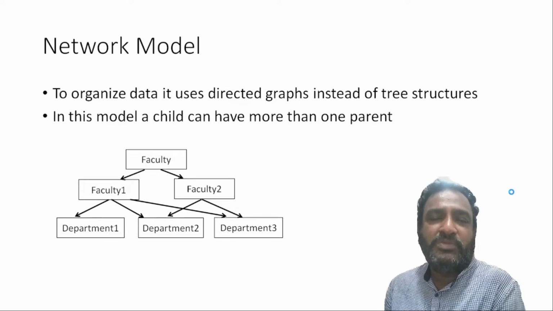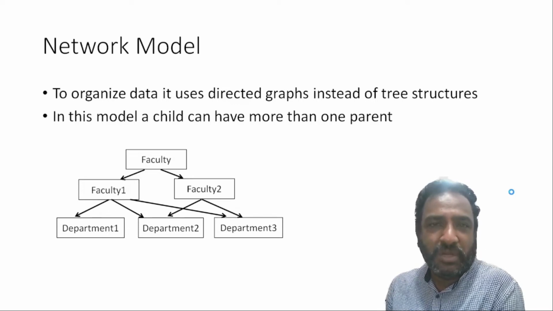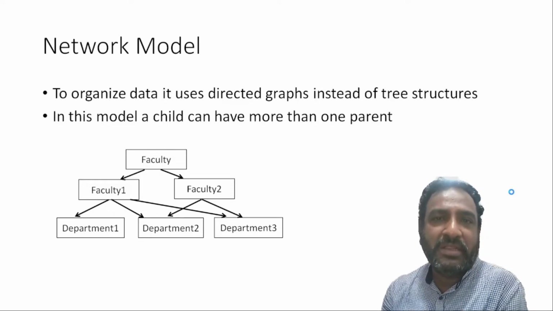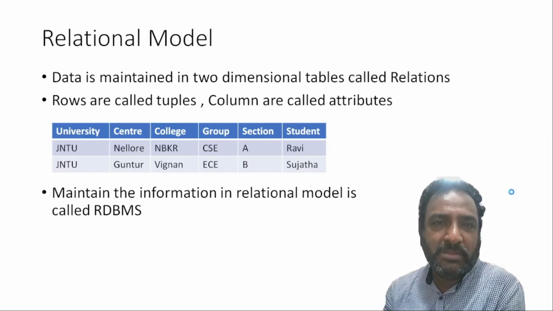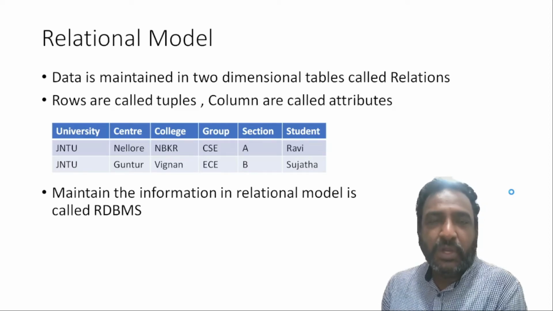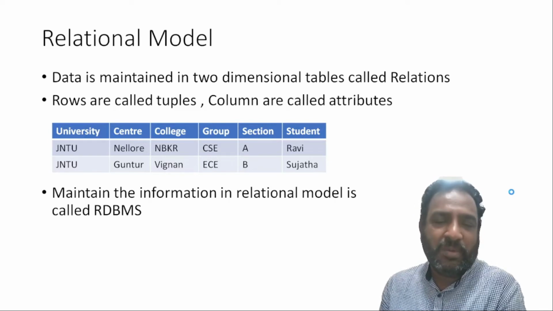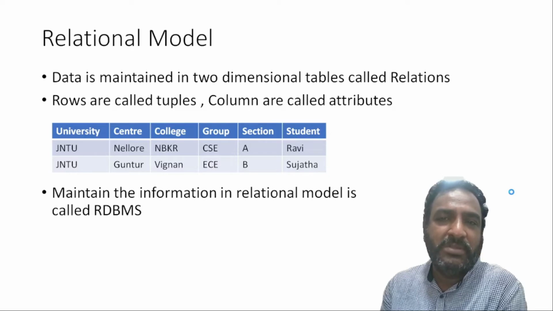To overcome this problem, you can use a relational model. In the relational model, the data is maintained in two-dimensional tables called relations. Rows are called tuples. Columns are called attributes. Whatever diagram is shown in a hierarchical model, the same data you can represent in two-dimensional tables.